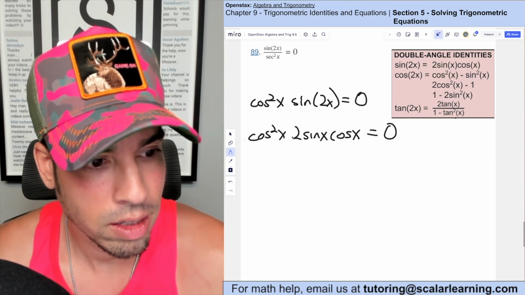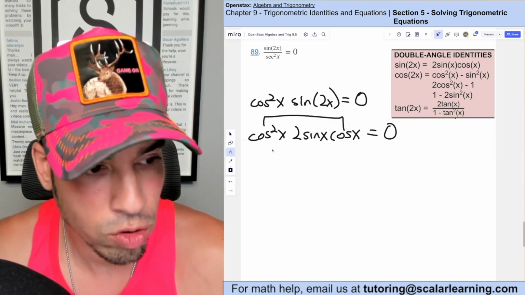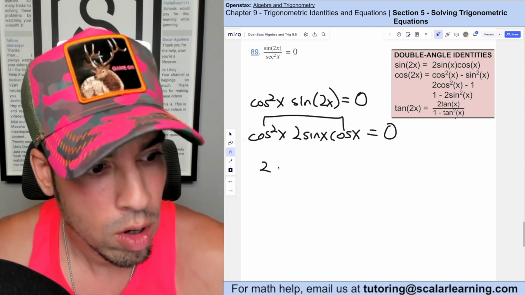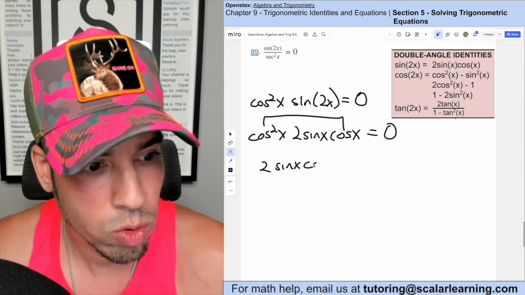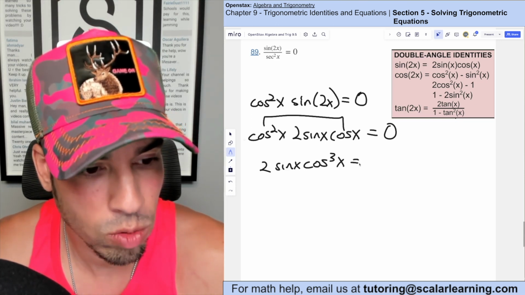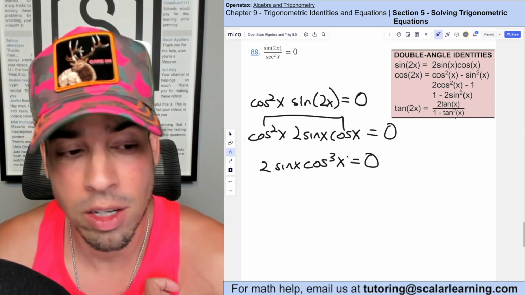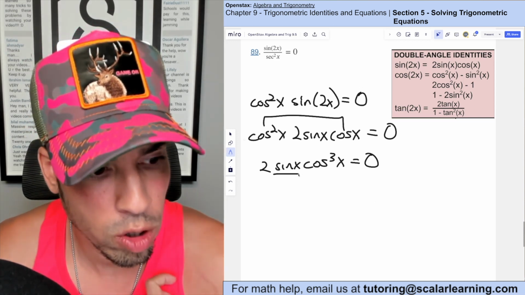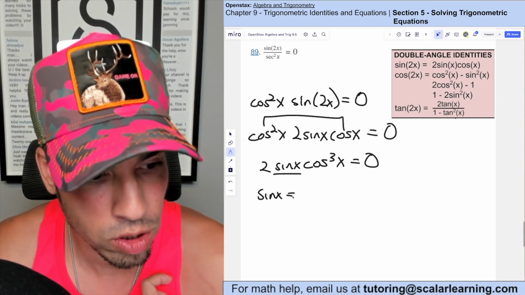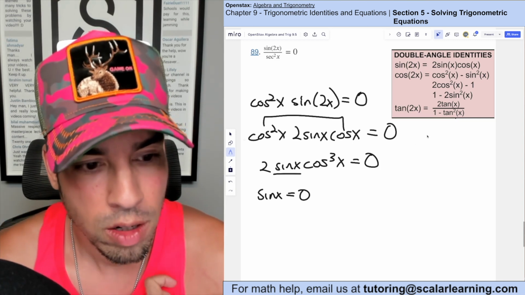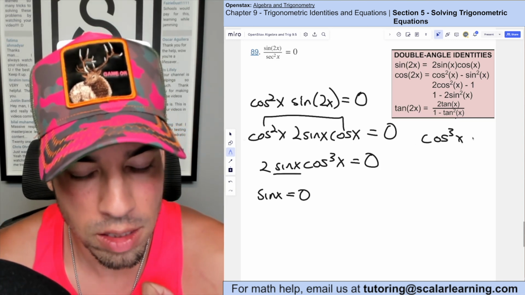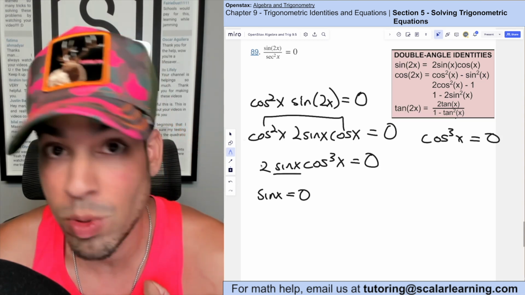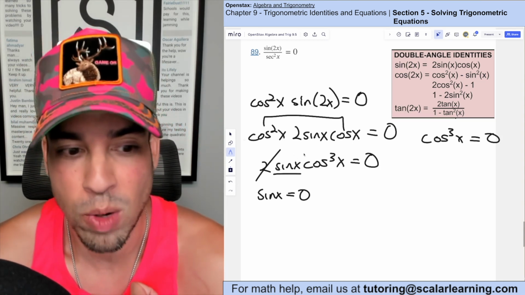And then I can move this around and combine these guys because they're all multiplying. So then I got 2 sine x cosine cubed x equal to 0. So what am I really saying here? We're really saying this is going to work whenever sine of x equals 0 and also when cosine cubed x equals 0. The 2 doesn't really matter because we can divide both sides by 2 and it basically goes away.